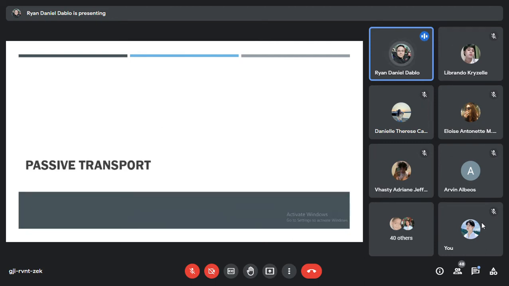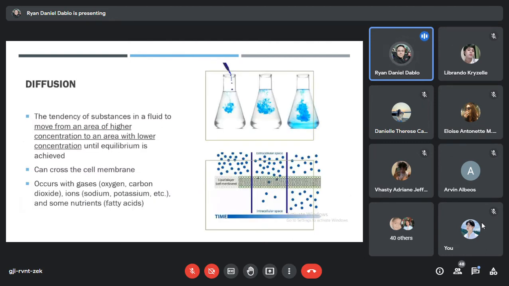Okay, let's roll. The very first passive transport mechanism is also the simplest. This is what I just described a while ago. This is the natural tendency of substances or molecules, especially if they're in a fluid. By fluid, I'm referring to liquid or gas. Those are the two states of matter that we call fluids, correct? Solids are not in fluid form.